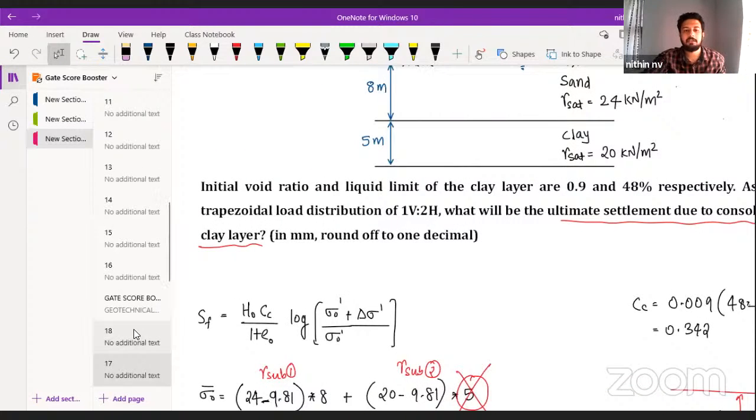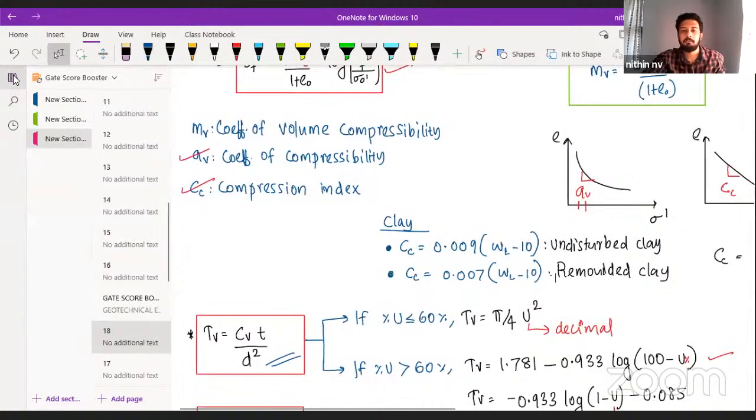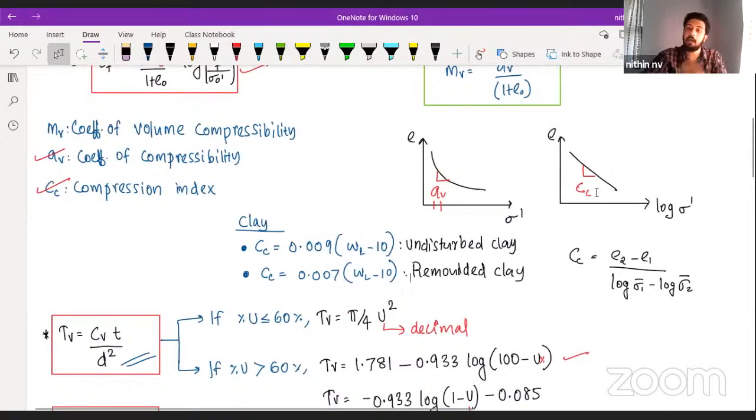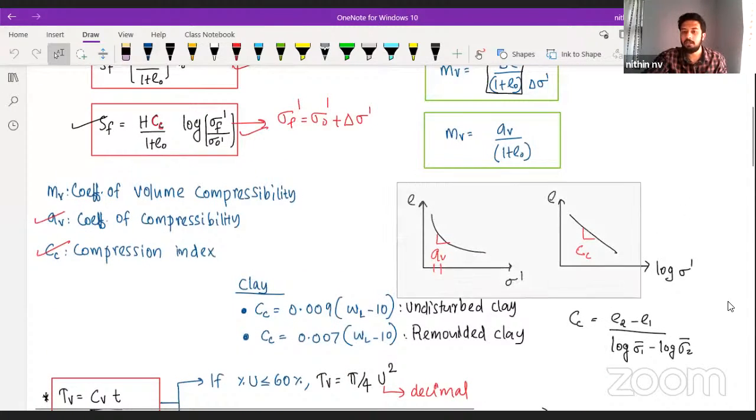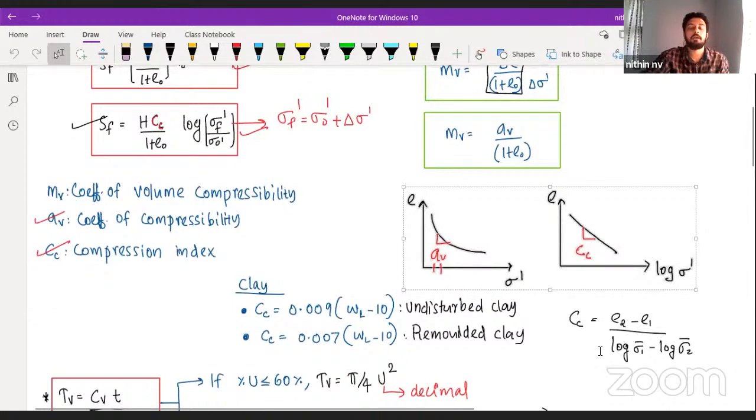If they are giving the final void ratio, means before application of the load and after application of the load, so either we can use the first graph or you can use the second graph using the value of AV or CC. Here we have the CC value. So if they are giving at the end of that particular consolidation, on a final settlement, what is the void ratio, that will be a decreased one, so that we will be having different values.